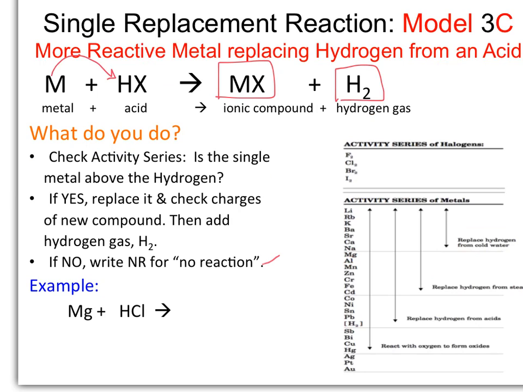We're going to do the same thing we've done in the last 2 examples. We're going to check the activity series chart to see if it can occur. If so, we replace it and check the charges, and then add the hydrogen. If not, we write NR for the reaction.